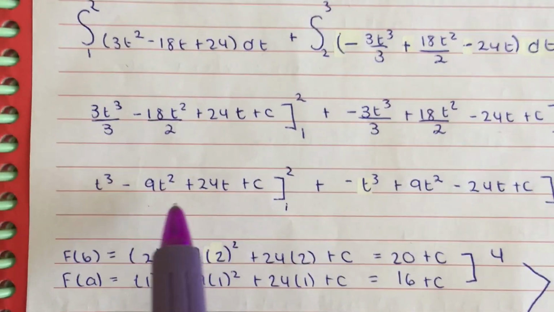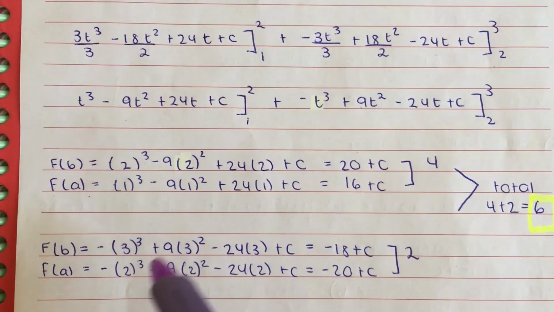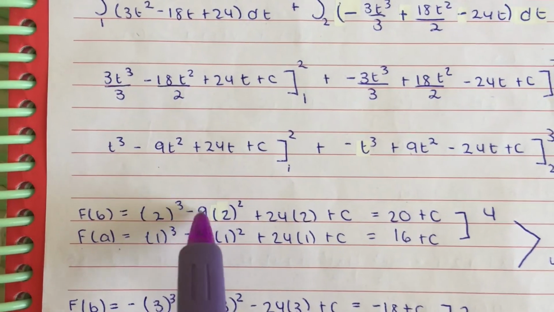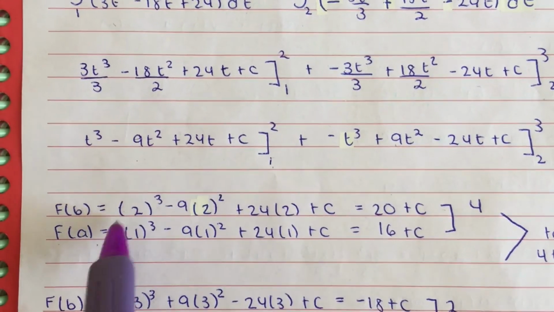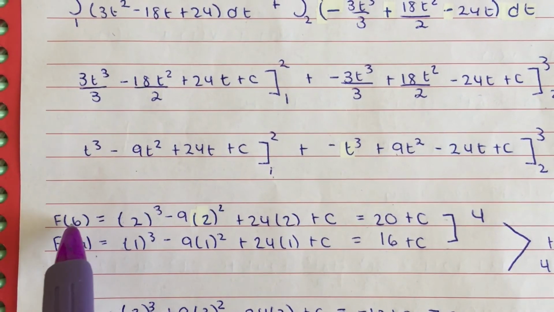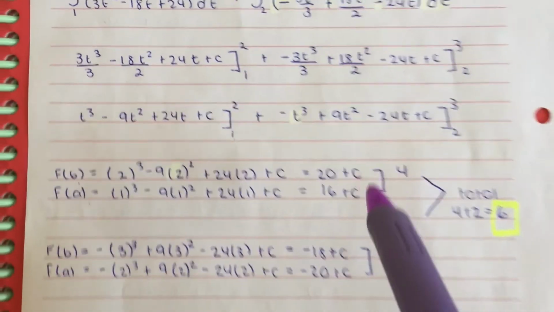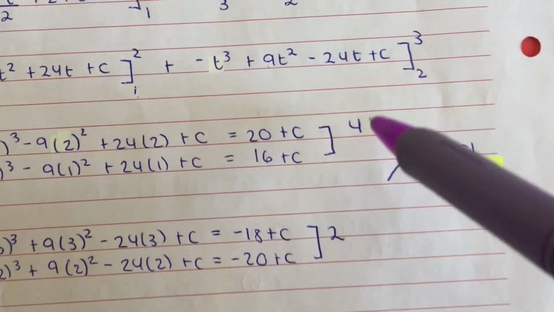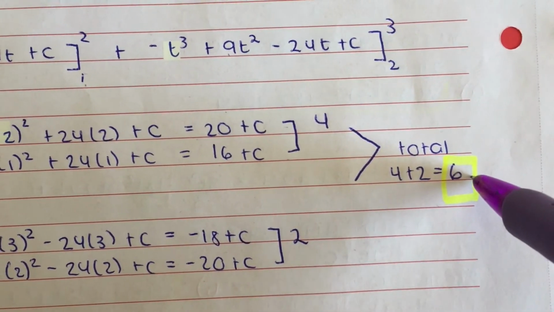After we simplify, we need to know the values of f of b and f of a, and the other f of a and f of b. So we substitute for f of b, we get that it is equal to 20 plus c, and we substitute 1, which is 16 plus c. So from this we get that f of b minus f of a is equal to 4. We do the same on the other side, and we get that f of b minus f of a is equal to 2. So adding these values, it gives us that the total distance is equal to 6.